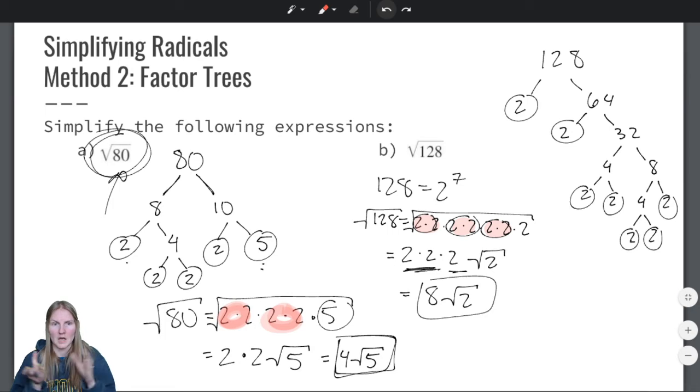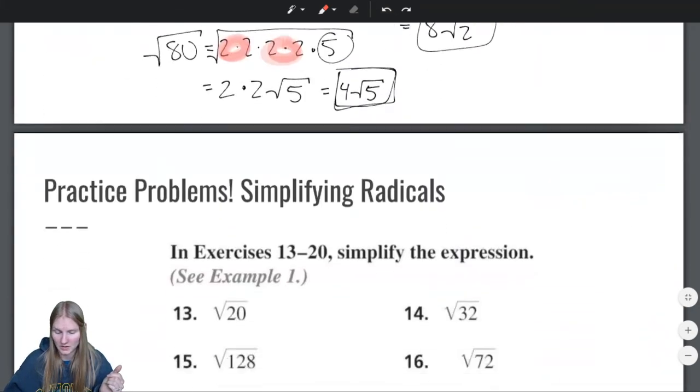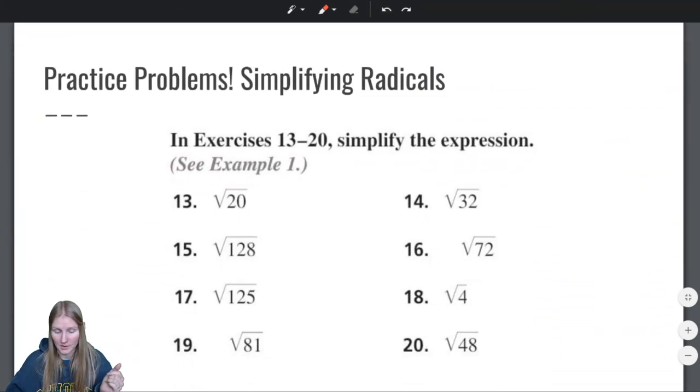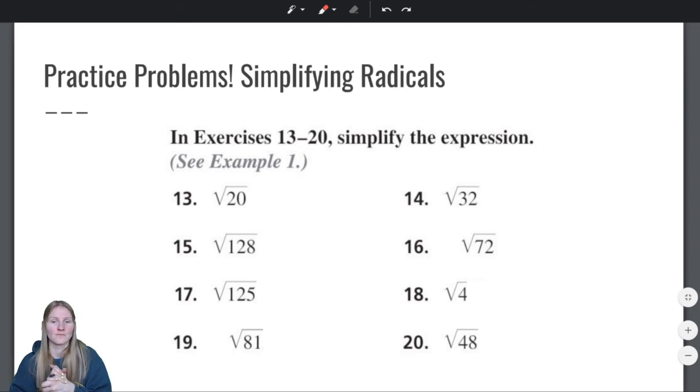Okay, there is simplifying radicals. Here are some problems that you can practice, some radicals you can practice simplifying. And yeah, pause the video, write those down in a notebook or something like that if you want to practice.